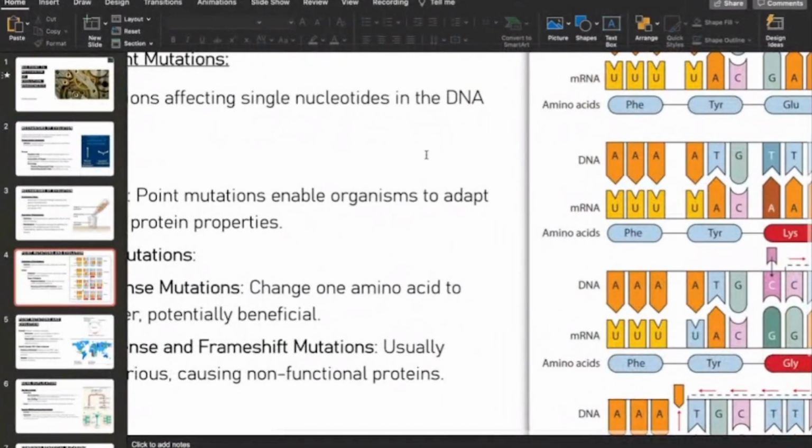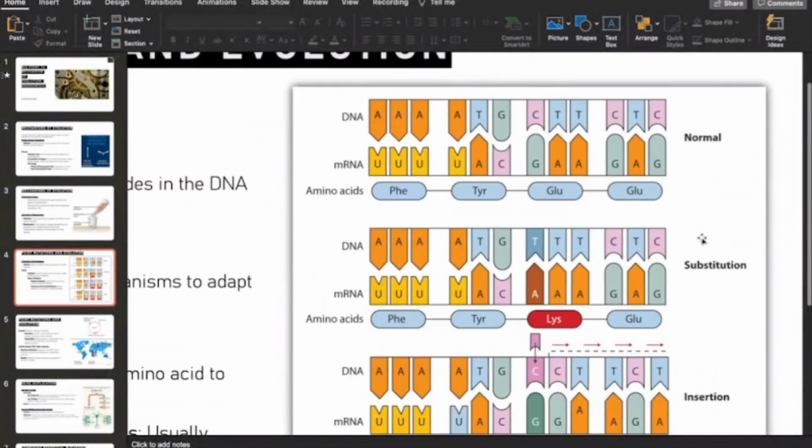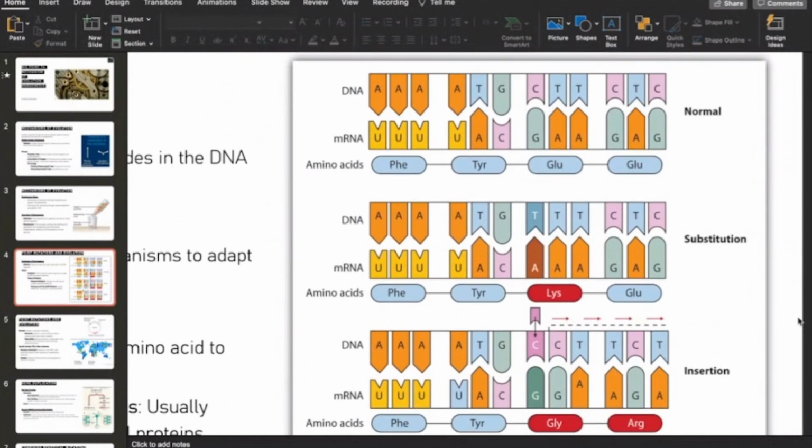So just bear with me. Let's zoom in a bit. Okay, you can still see the screen, right?